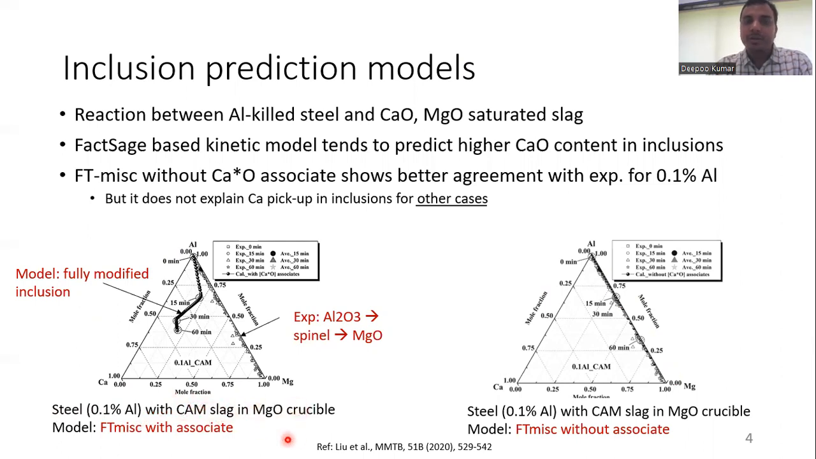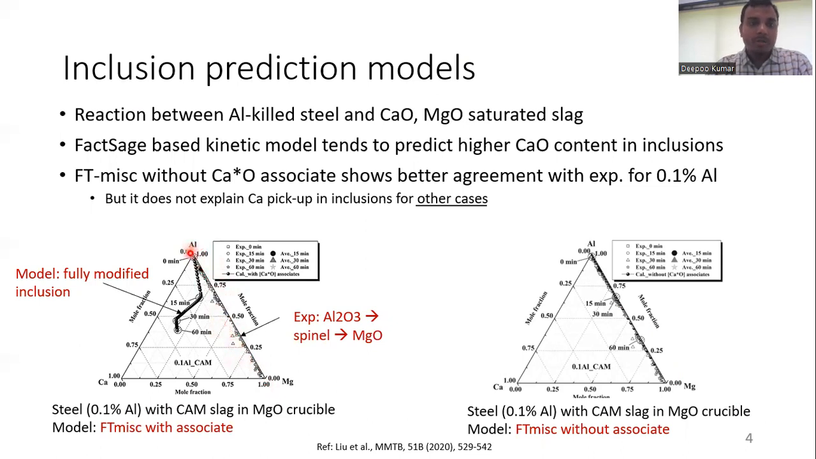The experiment was done in an MgO crucible using an induction furnace. The size of the melt was 500 gram, and 75 gram of slag was added. The measured inclusions at different times are shown here. The samples were taken at 0, 15, 30, and 60 minutes, and the inclusions are mostly along this aluminum-magnesium binary with stray pickup of calcium.